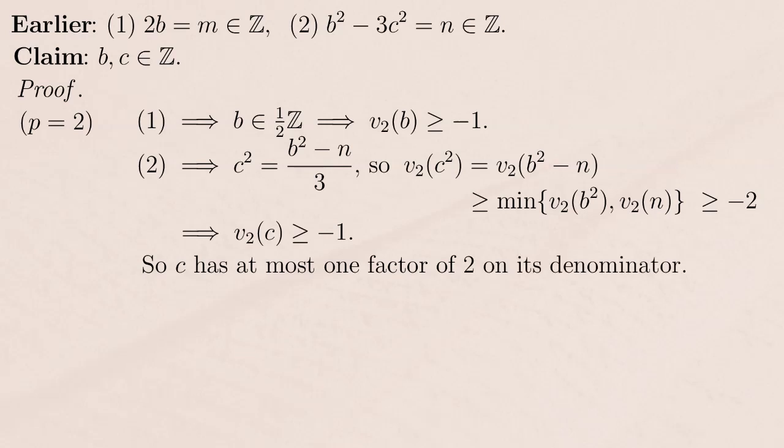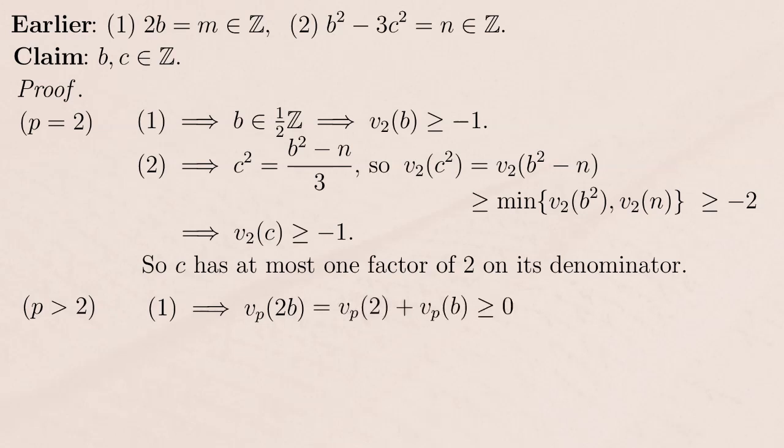Okay, what about primes other than 2? Well, since 2b is an integer, vp of 2b must be at least 0. But this is vp of 2 plus vp of b, and vp of 2 is 0 when p isn't 2, so vp of b is at least 0.